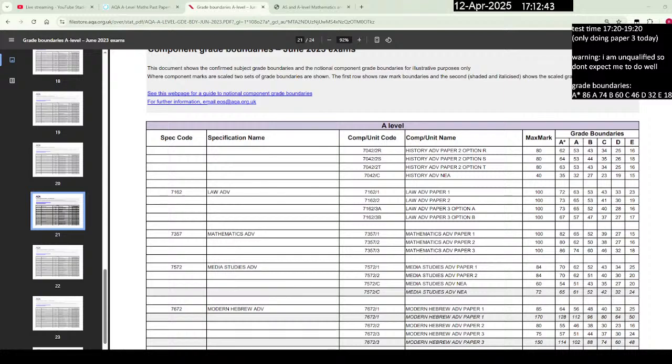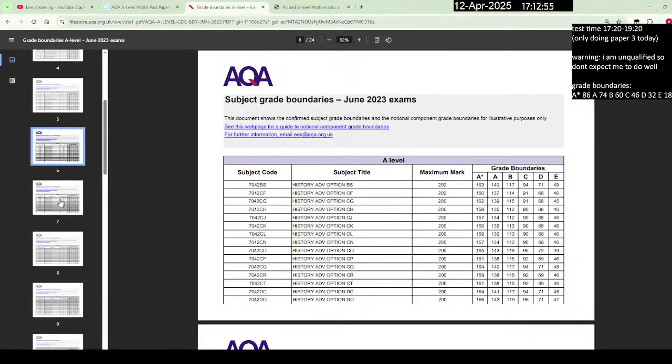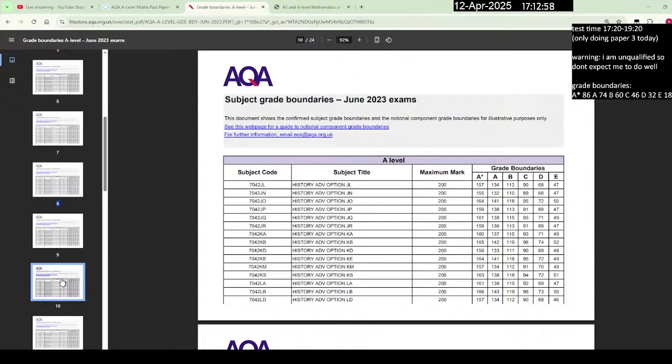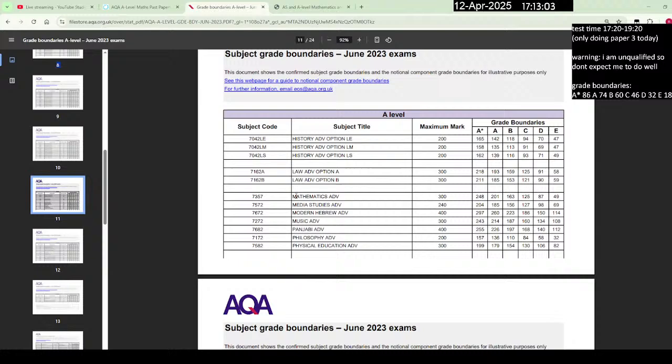So the grade boundaries are from here, and obviously you can see what it is for each paper here. That's why I get the numbers on the right. But if you go up to the beginning, you can also see what it is for the subject as a whole. So as you can see, 7357 mathematics, the A star to E grade boundaries are here for the overall mark out of 300 that you get on all three of the papers. So for A star, I need 248.